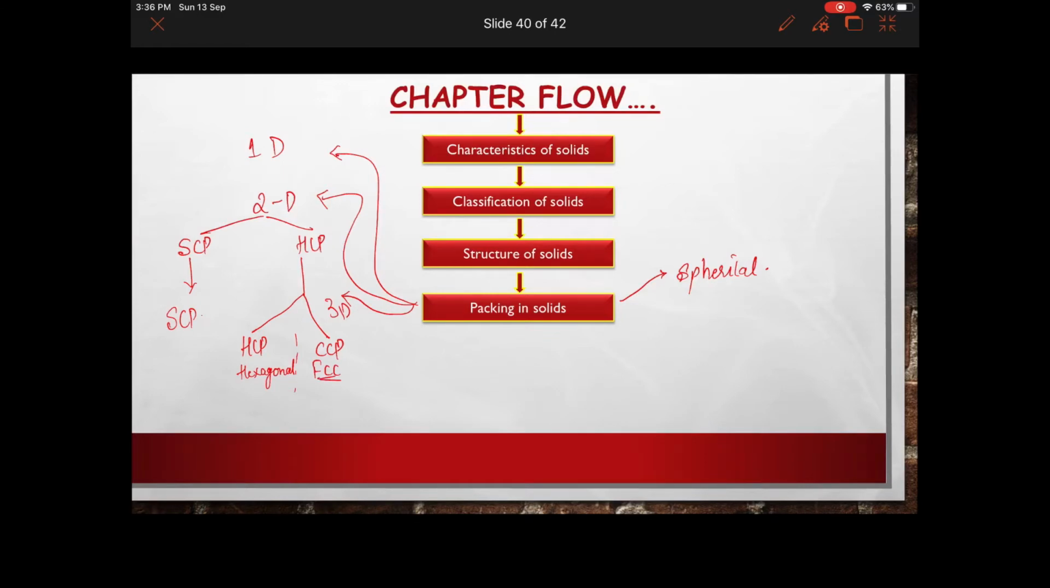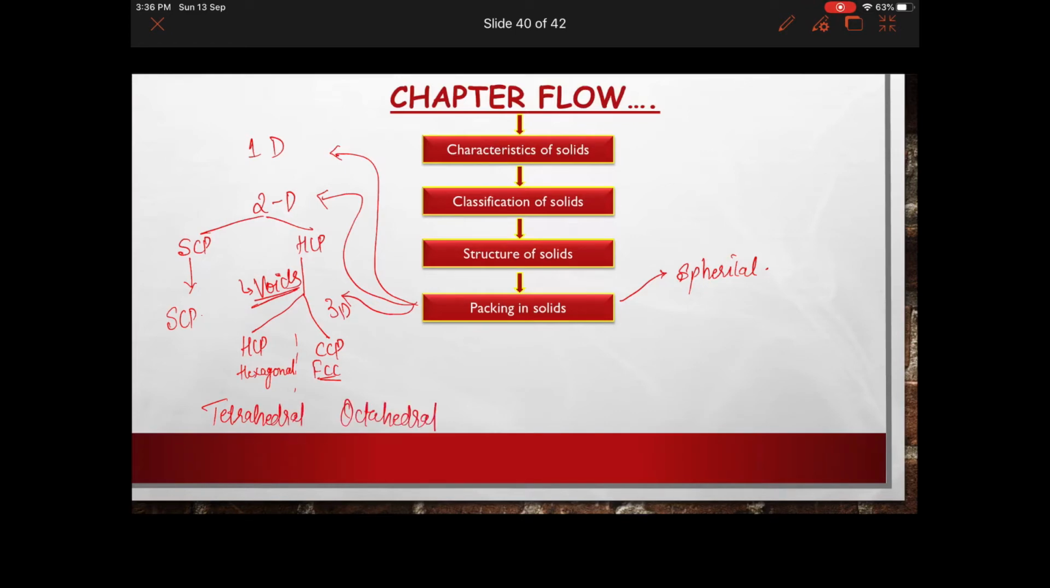Please, very important: two voids. Voids is a very important term. Once again, there were two voids in 3D that we came across. That was tetrahedral void and octahedral void.